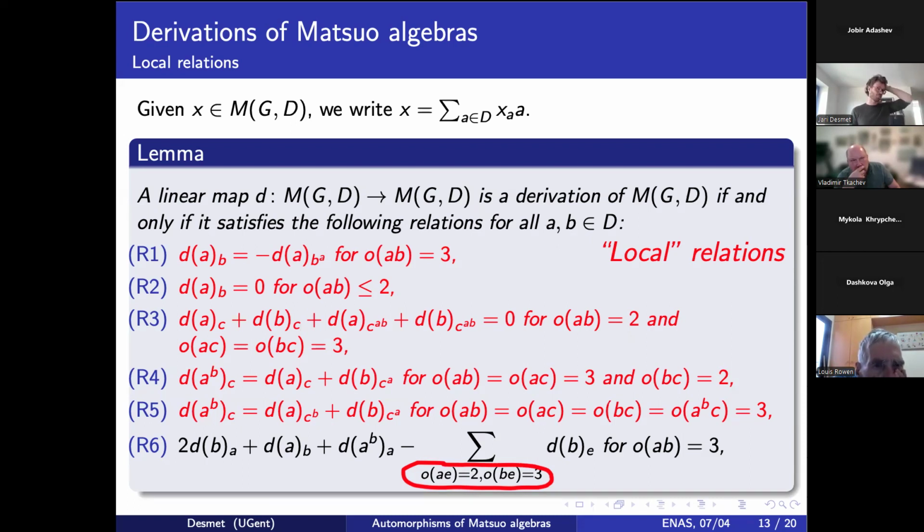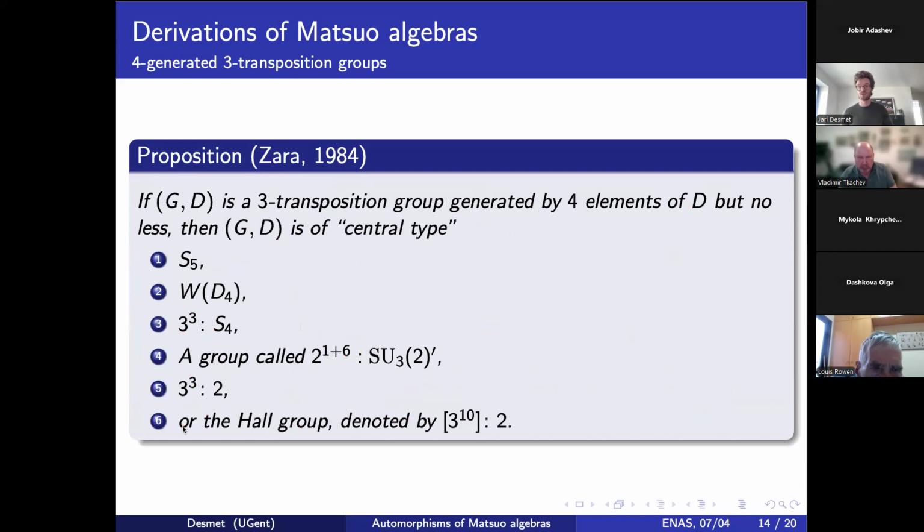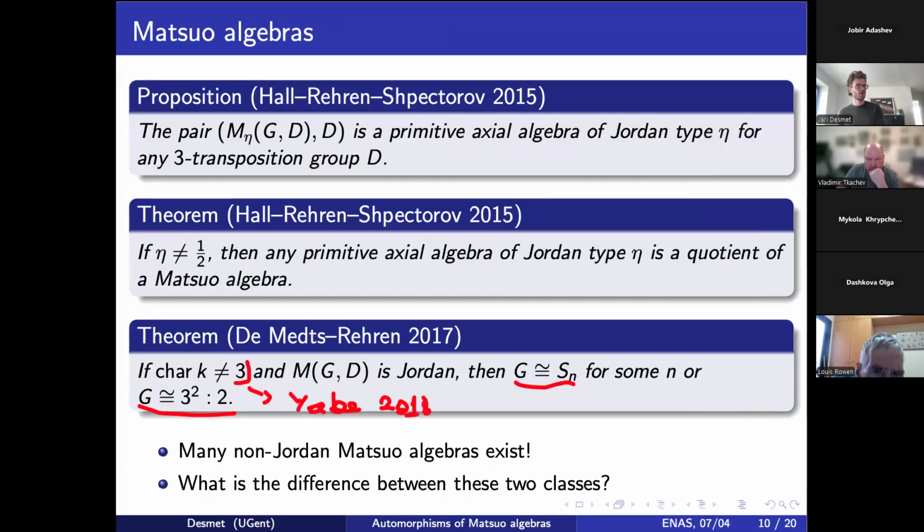But we'll do this then in the 4-generated case. And if it holds in a local subalgebra, using only these 5 families of relations, then we can also conclude that for any larger algebras, there can be no derivations, or for any larger 3 transposition groups. And that's why we need the 4-generated case of 3 transposition groups. So if I have a 3 transposition group, I know that it's generated by 4 elements of D, but no less, because if I have less than 4 elements, then I can get S4 or 3² colon 2. So that's the 2 examples I gave right here.